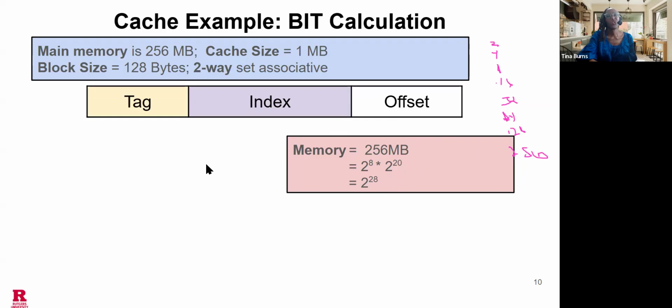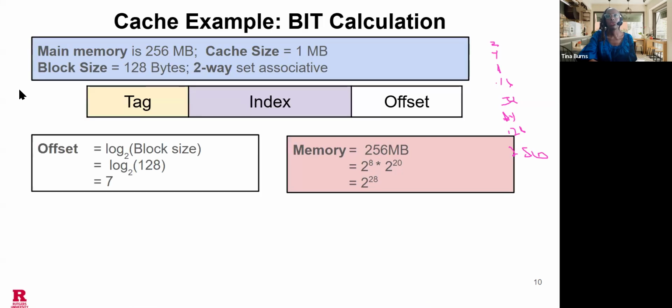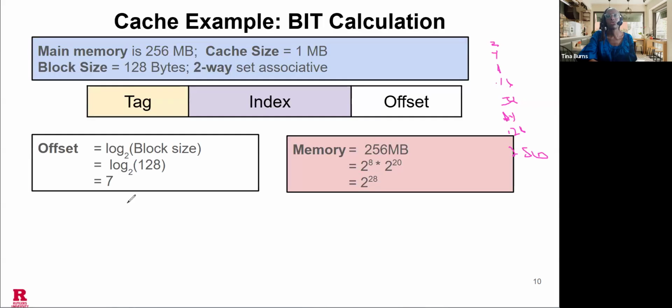The offset is the total number of bytes per cache line, or cache block. So if I tell you there's 128 bytes per line, then I can calculate what I need to represent this by just taking the log base 2 of this. So log, I didn't want the answer. Fine, we'll do it that way. So the log base 2 of 128 will give us the offset. The offset again is the total number of bytes for each cache block.